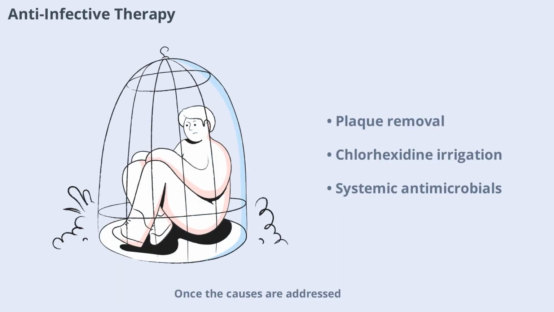Once the causes are addressed, anti-infective therapy becomes the next critical step. This involves thorough removal of plaque from the implant surfaces, which is essential to halt the progression of infection. Subgingival irrigation with 0.12% chlorhexidine is commonly used to disinfect the area, and systemic antimicrobials may be prescribed in more severe cases. The goal is to eliminate bacterial biofilm and create a clean environment that supports tissue healing. This phase is vital for controlling infection and preparing the site for further interventions if needed.